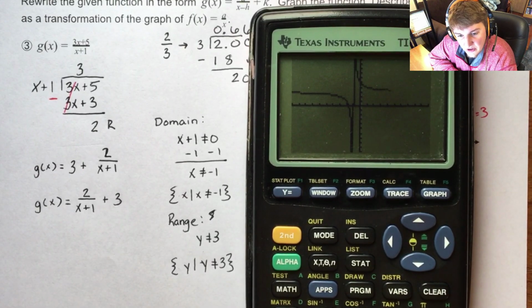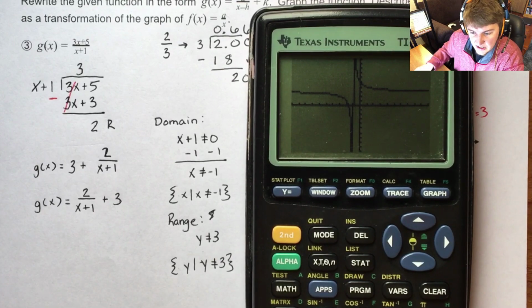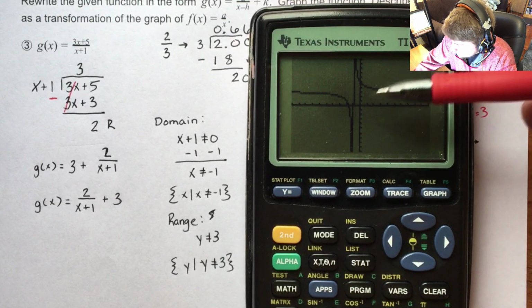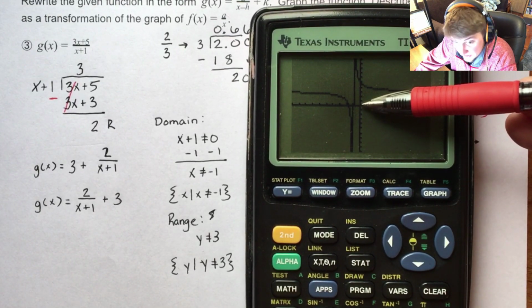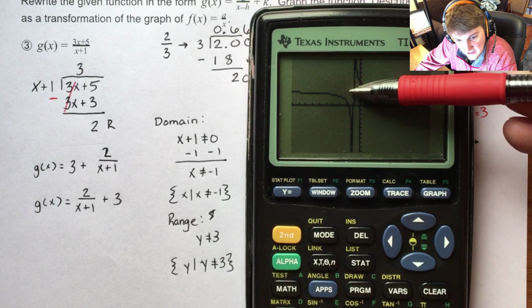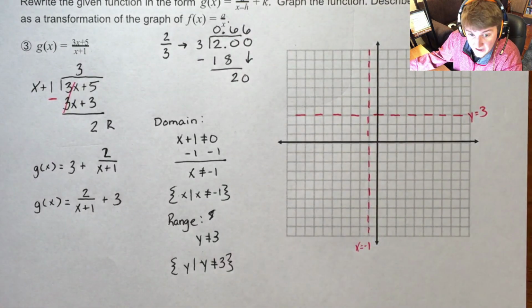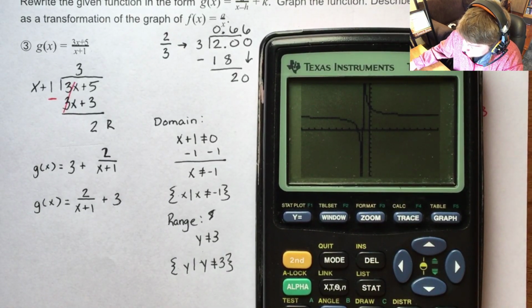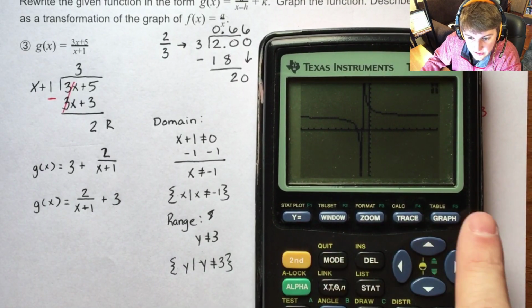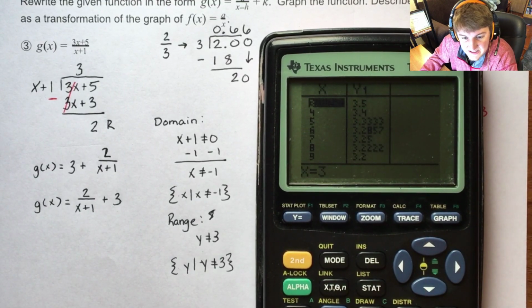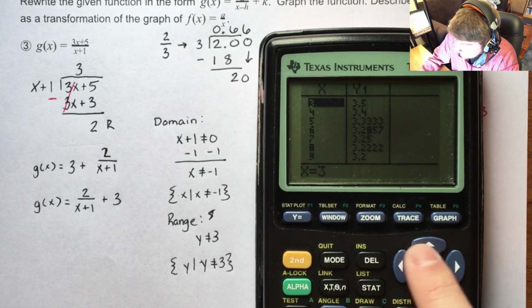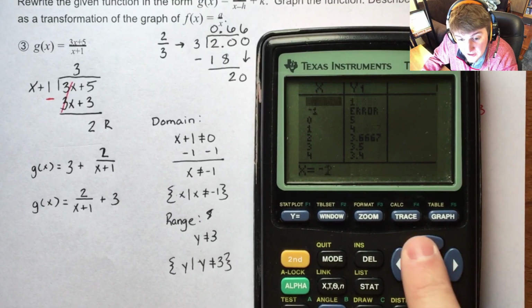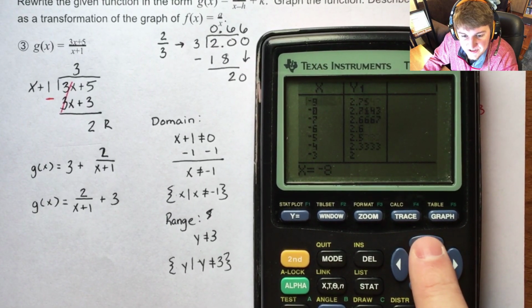Okay, so this is what the graph is going to approximately look like, and this is a good sign because it looks like my graph is normally centered around here, but it does look like it's been moved to the left and up, which is exactly what our asymptotes are telling us. Now we can hit second graph, and it's going to give us a nice list of ordered pairs.